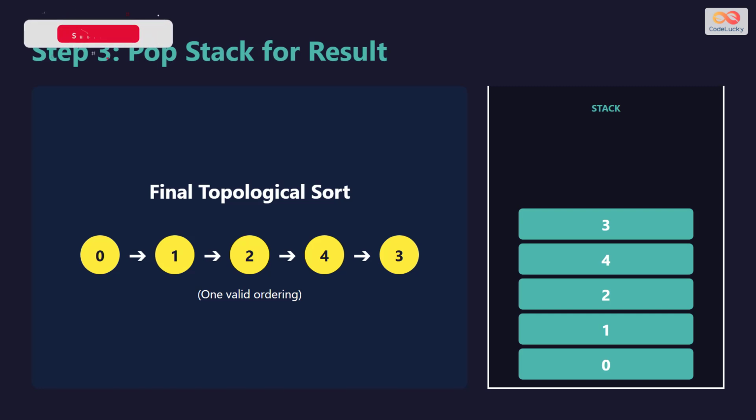We continue this process until the entire graph is visited. Once the recursion unwinds completely, we have a stack full of nodes. To get our final topological sort, we simply pop everything off the stack. The result is a valid linear ordering where every dependency requirement is met.